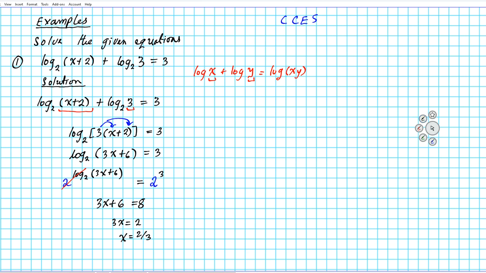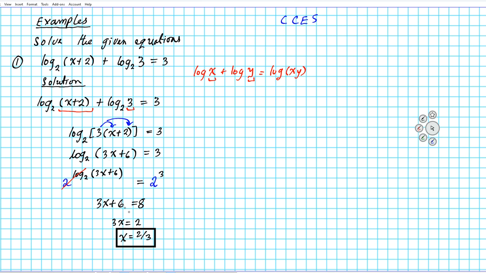And that's your answer. Now a side check that you need to do is to ensure that when you plug this answer into both terms, it doesn't result in a negative input. So we have only one input here, which is x plus 2. When you plug in 2/3 into x plus 2, we get 2/3 plus 2, the sum of two positive numbers, which is positive. So we know that it's a valid input.